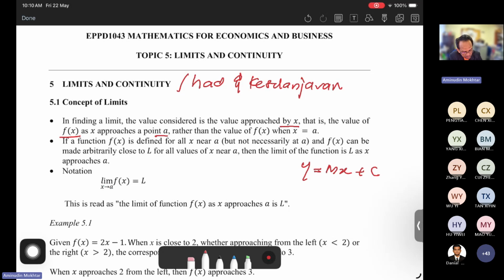If a function f(x) is defined for all x near A, menghampiri A, berhampiran dengan A, but not necessarily at A. It's not about the point A itself. We want to know nilai x yang hampir, bukan nilai x pada satu nilai. x near A, but not necessarily at A, and f(x) can be made arbitrarily close to L for all values of x near A. That's quite confusing. We need to find the value that is close to A, but not equal to A. The limit of the function is L as x approach A.